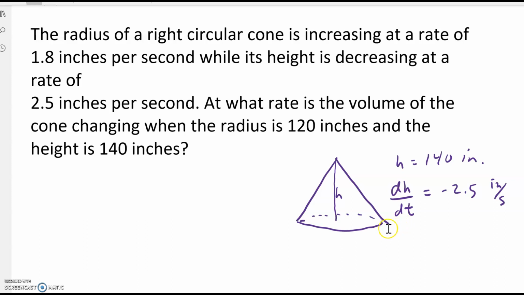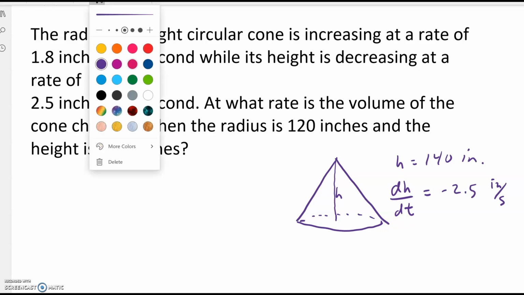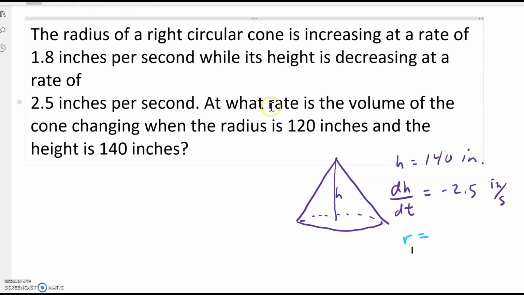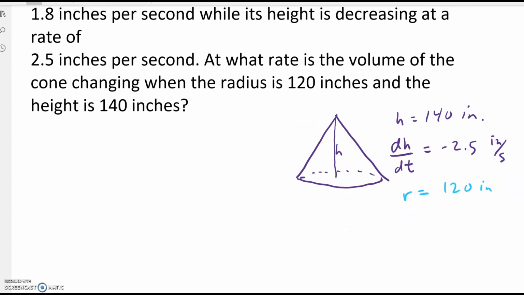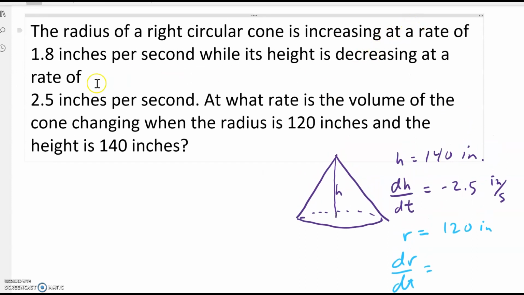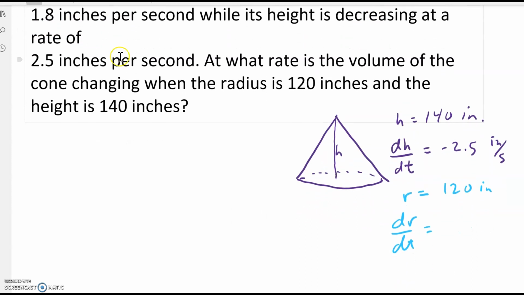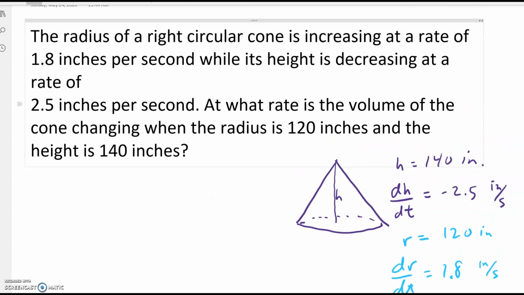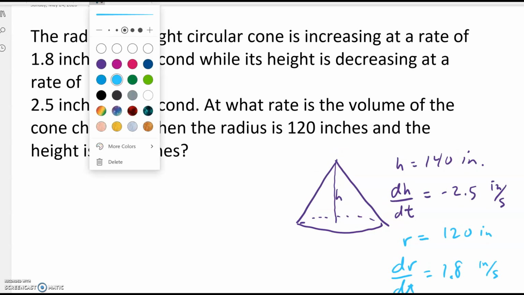Okay, now we also have radius. Here, I'll switch colors for the radius. So it says the radius is right here, 120 inches. And then dr/dt, the rate of change of the radius with respect to time, it says it's increasing at a rate of 1.8 inches per second.